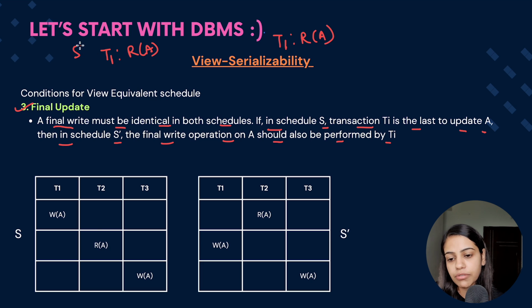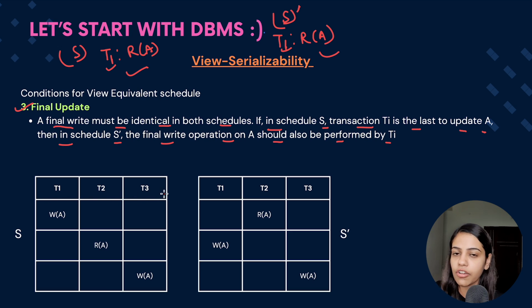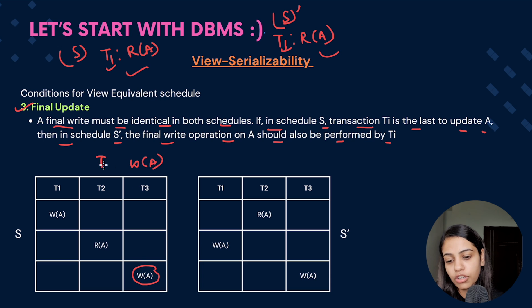That is, if there is a schedule S and a view equivalent schedule S dash, there should be the same initial read done by the same transaction. Here also it says that if there is a final write performed by any of the transactions T1, T2 and T3 on a data item X, the same transaction should perform it in the view equivalent schedule. So consider if the final write here is happening on data item A, performed by T3. Then in S dash also the final write should happen on data item A and it should be performed by T3. So this should be identical.